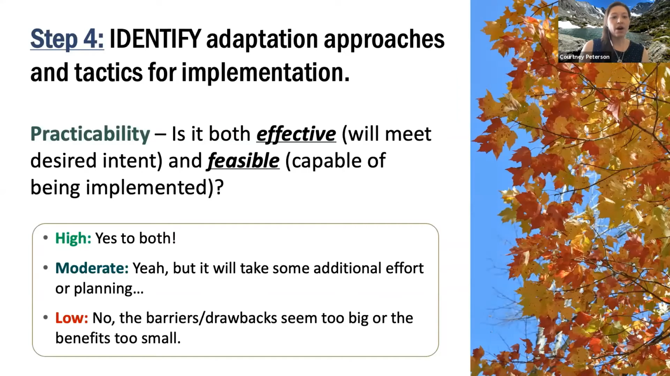And then using all of that information, we want you to determine the practicability of your tactics. So is it both effective? Is it really going to meet your desired intent? And is it feasible? Is it really capable of being implemented on the ground? And so then you'll rate the practicability of your tactics from high to low, where high is yes, it's effective and it's feasible. Moderate is, well, it might take some additional effort or planning, but yes, we can still implement this on the ground. Or low, where no, maybe the barriers and drawbacks really are too big and the benefits are too small for that specific tactic.